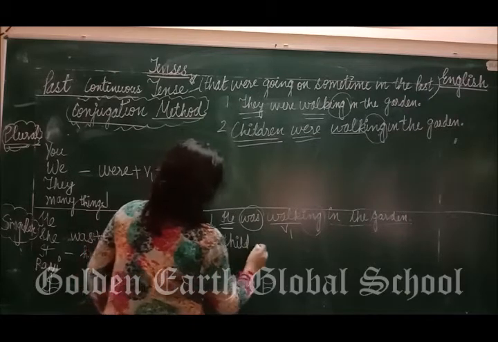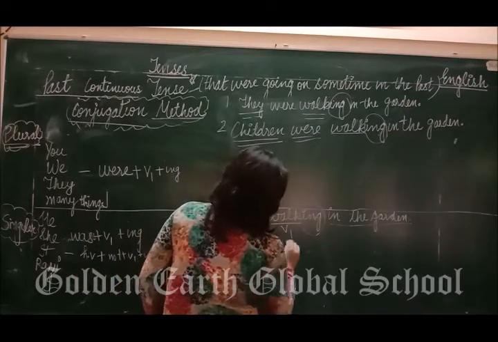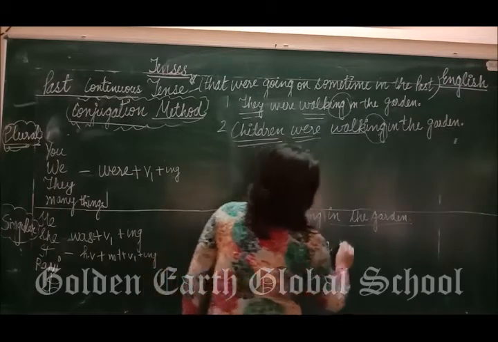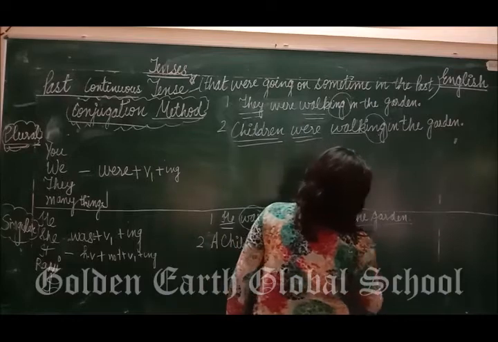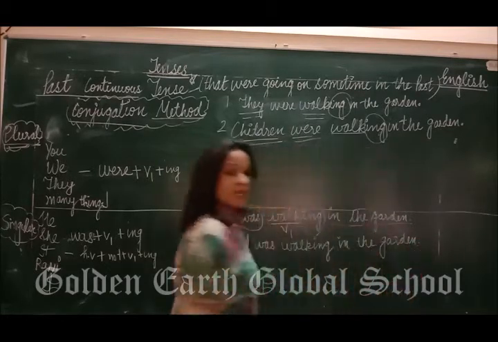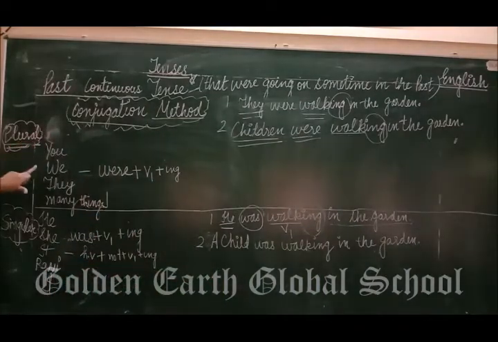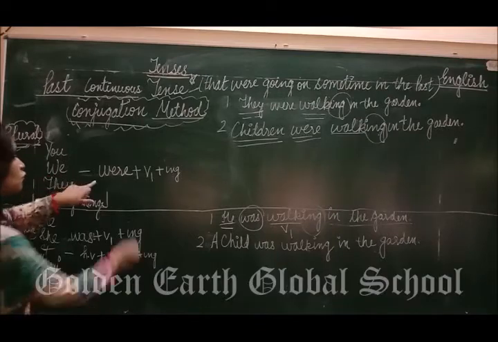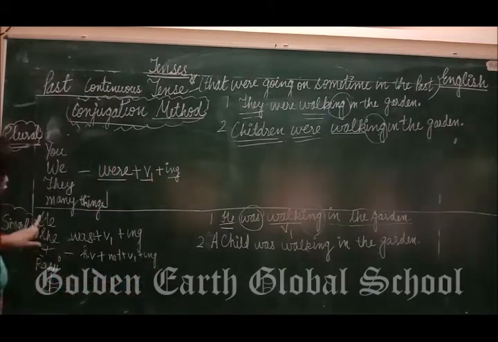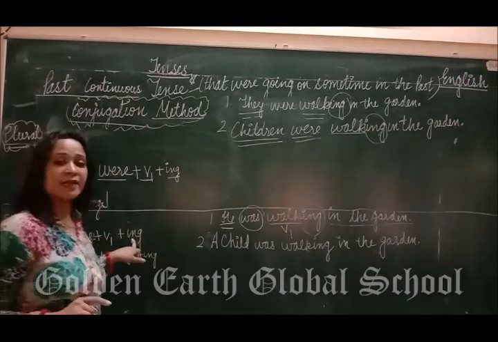A child was walking in the garden. Right? Means when we talk about plural, when we talk about more than one person, we do use were, first form of the verb plus ing. And if we talk about singular thing, one person, we do use was, first form of the verb plus ing.